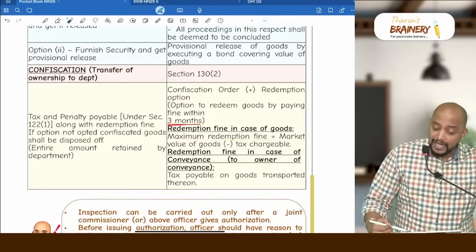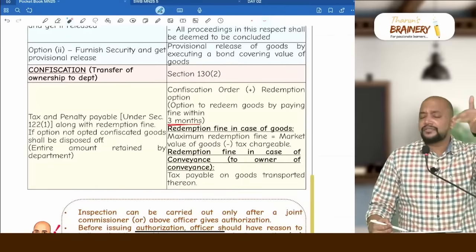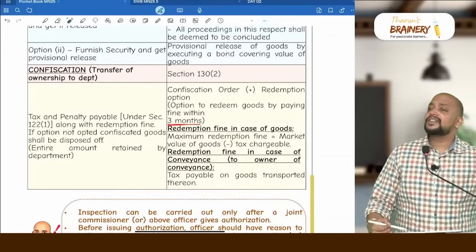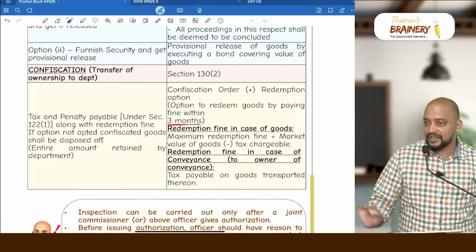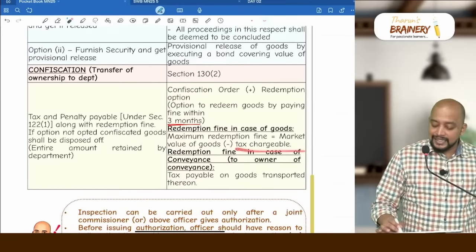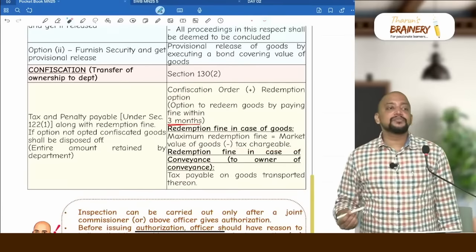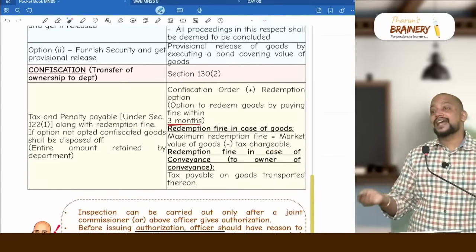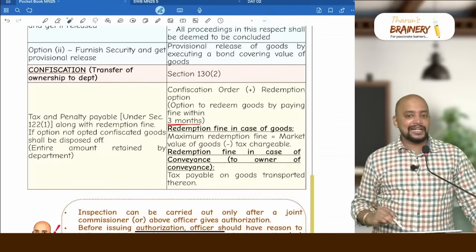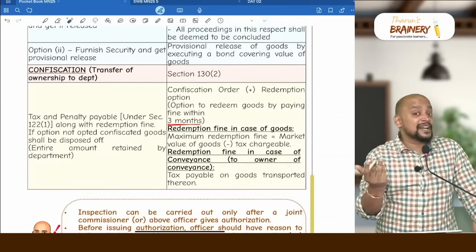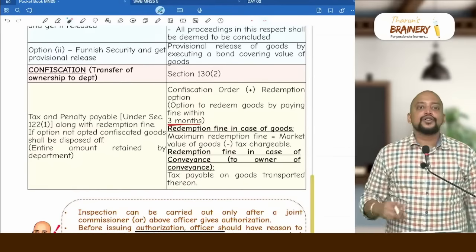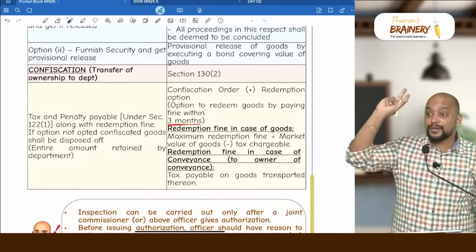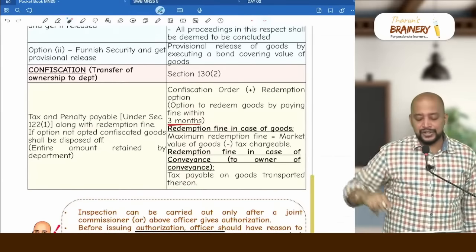It does not mean they will be levying this much. They can levy any amount less than this, but in the exam, when they ask what is the maximum redemption fine, you need to write that this much they can levy. And for redemption fine, tax chargeable means whatever is the applicable tax on that particular goods should be taken, and that need not be on the market value, because market value and transaction value will be different. So we need to compute tax not on the market value but on the transaction value.